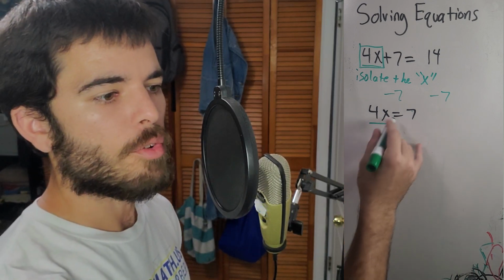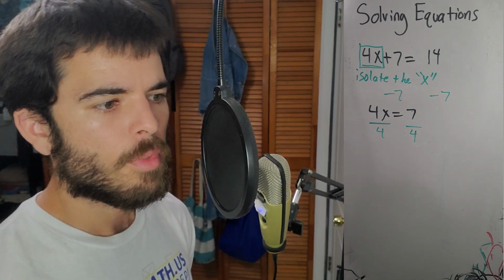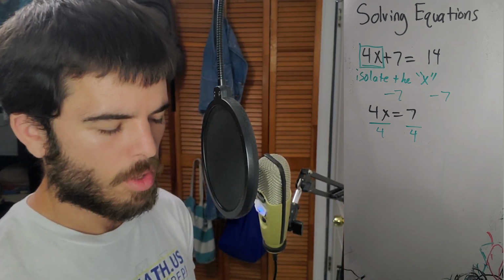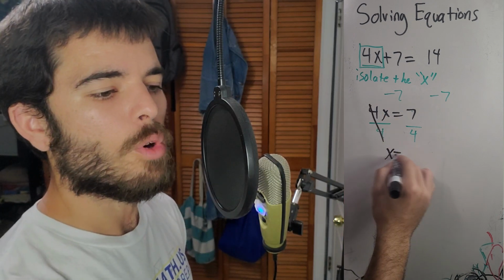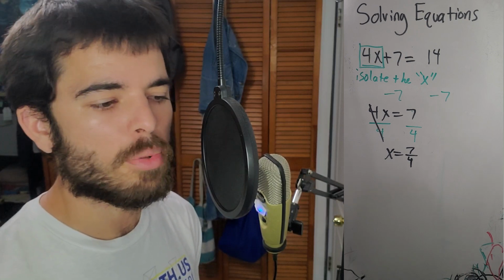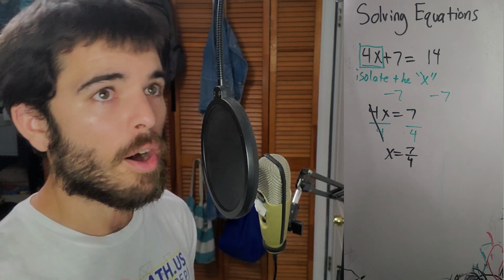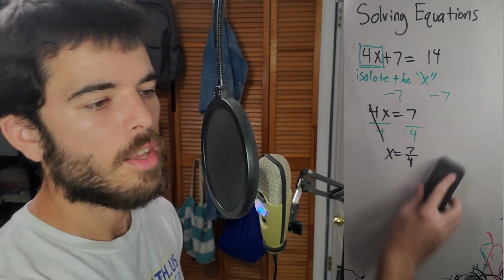And you can show that with either a fraction bar, or you could draw the division symbol. I like to draw a fraction bar. So what happens is the 4's will cancel, and on the right hand side we're left over 7 over 4. We've officially solved for x, and there's no plugging, no guessing, no pondering or brainstorming. We just follow these rules and we can solve for the variable every time. Let's do another one.